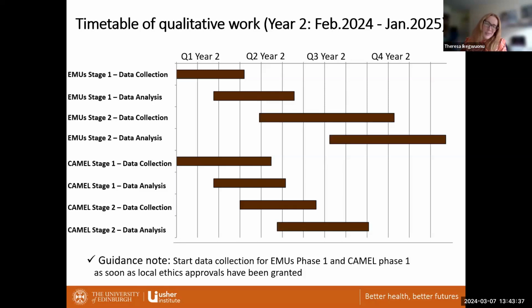And then a little bit later, you can start with analysis. You don't have to complete all the data collection first before you can start with analysis. So it can go on a little bit in parallel. Of course, you need to start with the data collection, but then you can get started with the analysis as well. And then stage 2s can start. With CAMEL stage 2, the aim is to complete that by October, I think, end of October, right, Katie? Correct me if I'm wrong, because then we've got CAMEL stage 3 coming up as well. Whereas with EMU stage 2, we've got a little bit more time to complete it by the end of this year for the project, which is January 2025.